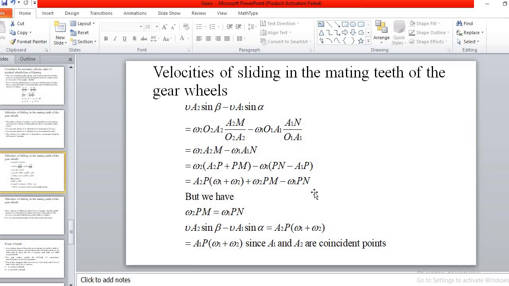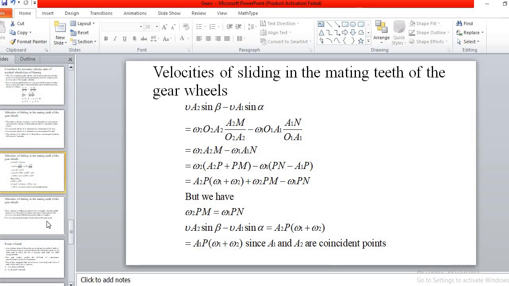Now these get cancelled, and VA2 sin beta minus VA1 sin alpha is equal to the term that remains, A2p into omega 1 plus omega 2. This is the velocity of sliding in mating teeth of the gear wheel, where A1, A2 are considered as coincident points.